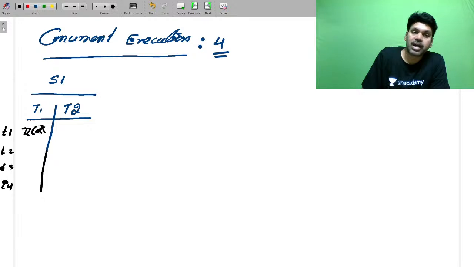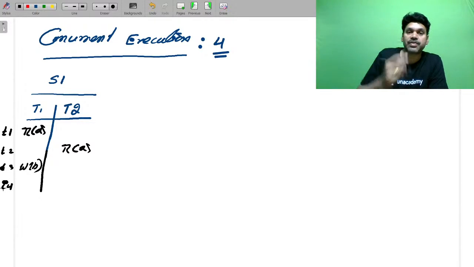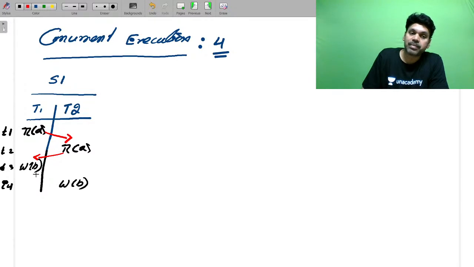So this is R of A, and now I will give a chance to T2. Now it is coming in front of the writing of B of your T1. This is how you can swap the timings. Now after that the chance will come to T2. So first this, after the chance goes to T2, again the chance goes to T1, then it is going to execute.